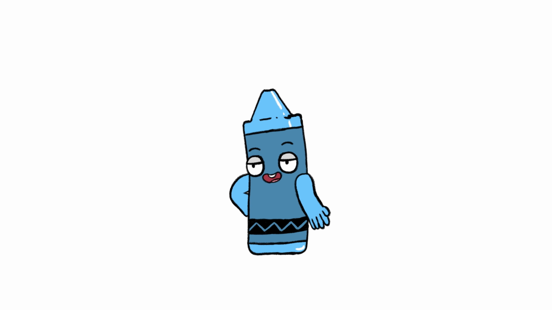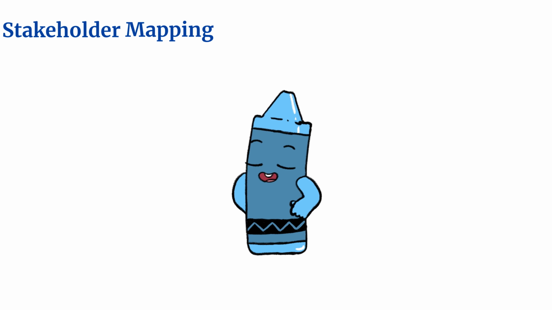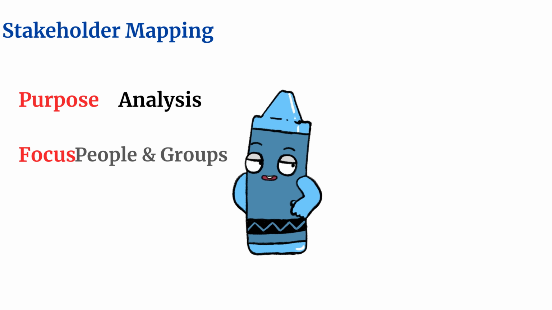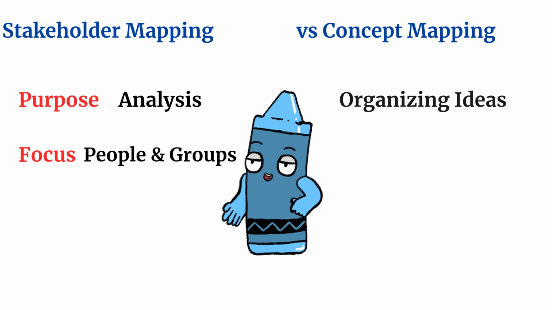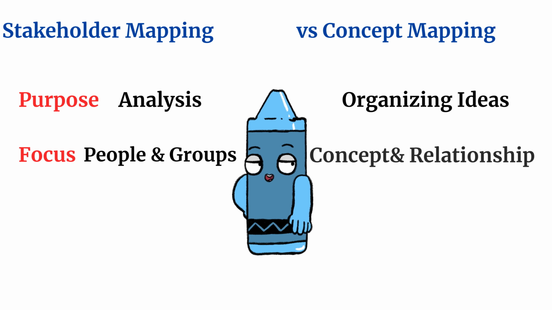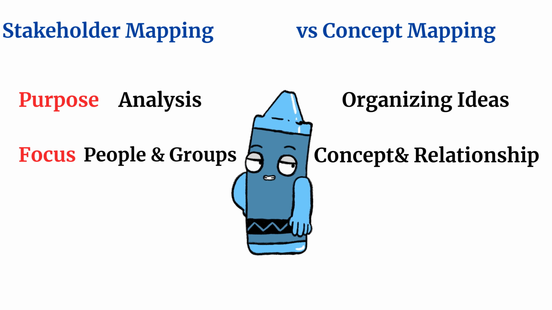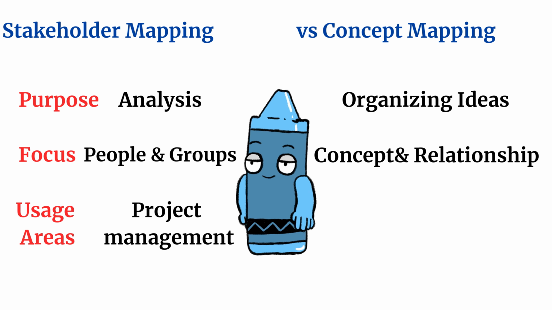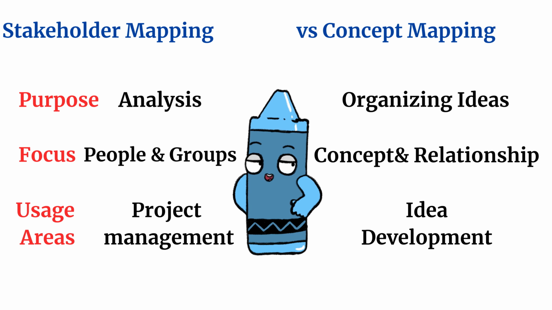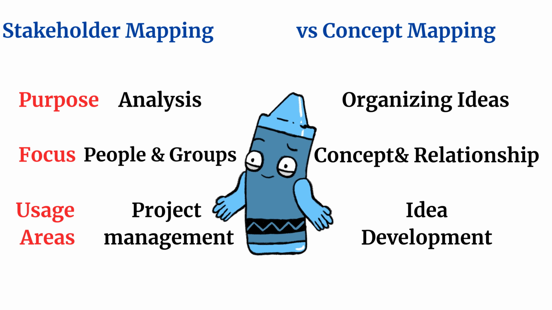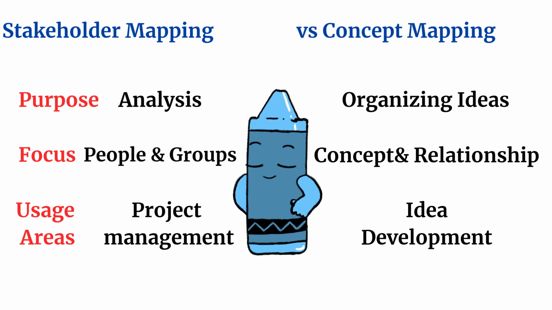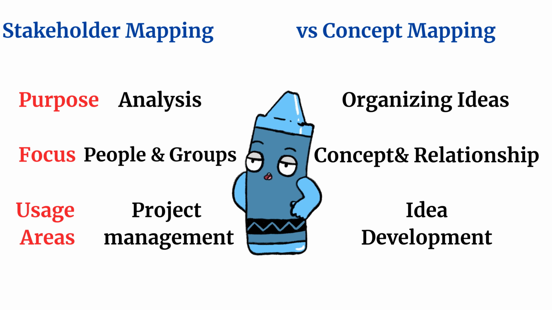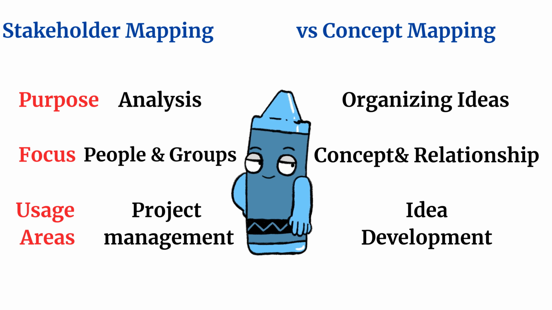Now let me briefly wrap up by highlighting the key differences. Stakeholder mapping focuses on analyzing the people involved in a project, while concept mapping is about organizing ideas and showing how they're connected. The first is mainly used in project management, the second in learning and idea development. And yes, you can use both together. For example, in a new project, you can first identify your stakeholders, then use a concept map to shape your ideas.